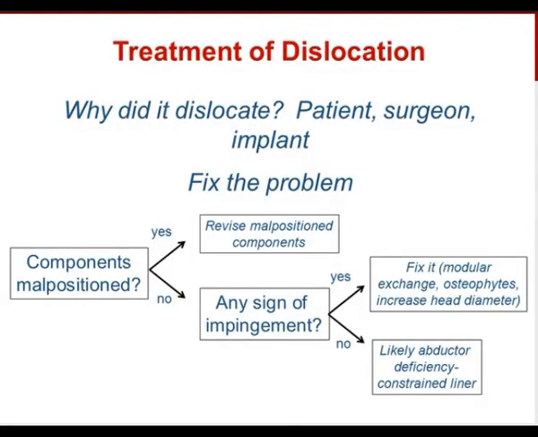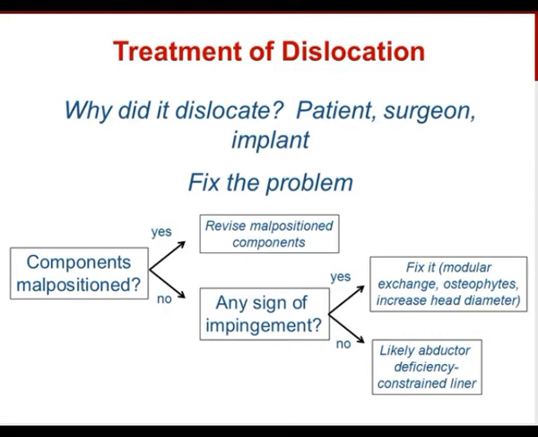I've presented here an algorithm for how to identify problems with the unstable hip and how to treat the dislocated hip. It really comes down to identifying the problem and fixing that problem. The first question you want to ask yourself is, are the components malpositioned? If the components are malpositioned, then it's a very straightforward answer. Those components need to be revised and repositioned into an optimum place. If there is no component malposition, then you want to identify any potential causes of impingement, whether this be osteophytes or lipped liners, skirted liners, etc. If you can fix these things, then those things should be fixed.